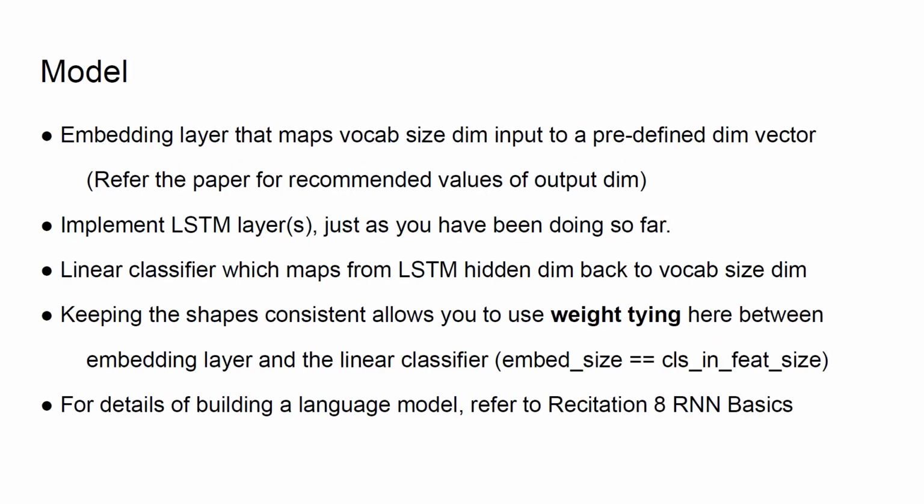For the language model, you will need an embedding layer, the LSTM layers, and a linear classifier. If you keep the shape of your embedding and classification layer consistent, you will be able to apply the weight tying technique here. It is also mentioned in the paper attached at the end. The weight tying will share the weights between your embedding layer and your linear classifier. Keeping the shape consistent means keeping the embedding size of your embedding layer equal to the classification input feature size of your linear classifier.